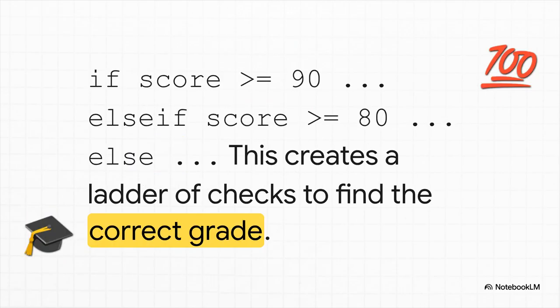You know, a grade calculator is like the perfect poster child for this. Think about it. You've got a score, and you have to check a bunch of things. Is it 90 or more for an A? If not, okay, is it 80 or more for a B? If not that, what about 70 for a C? This ladder of questions is precisely what if, else was born to do.